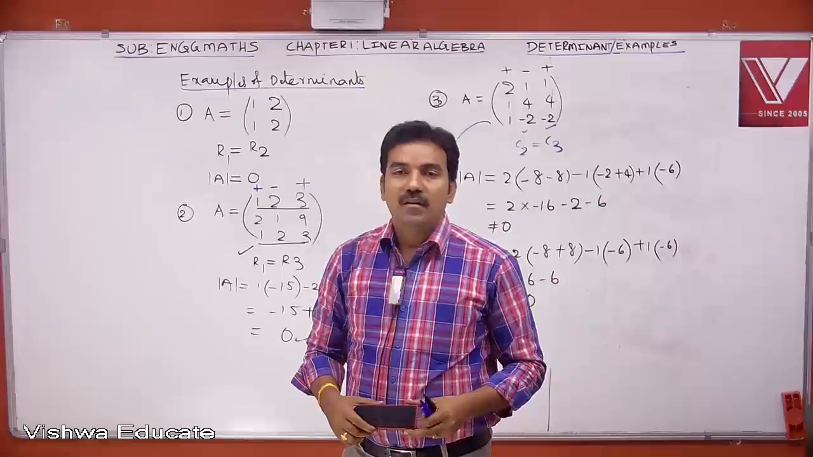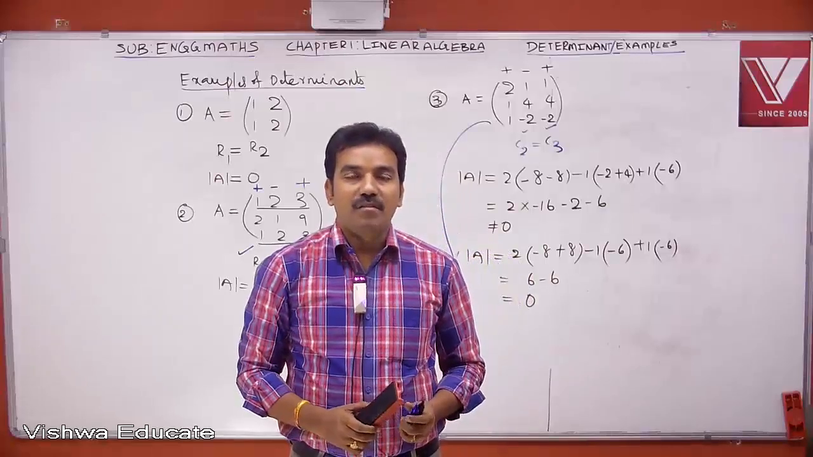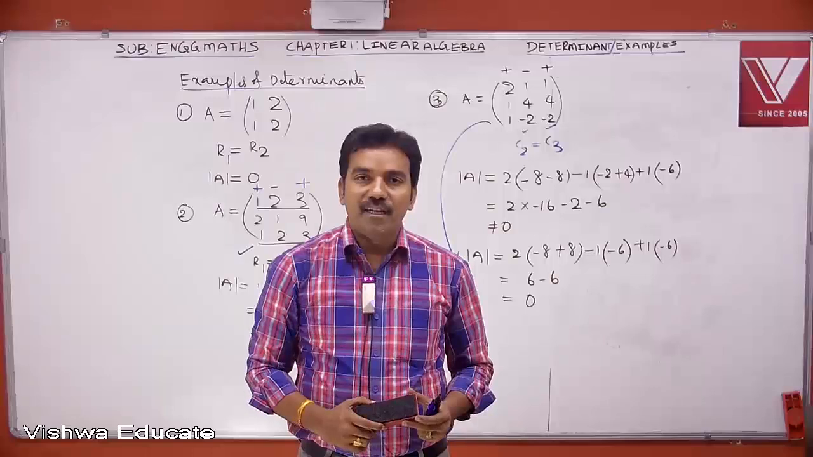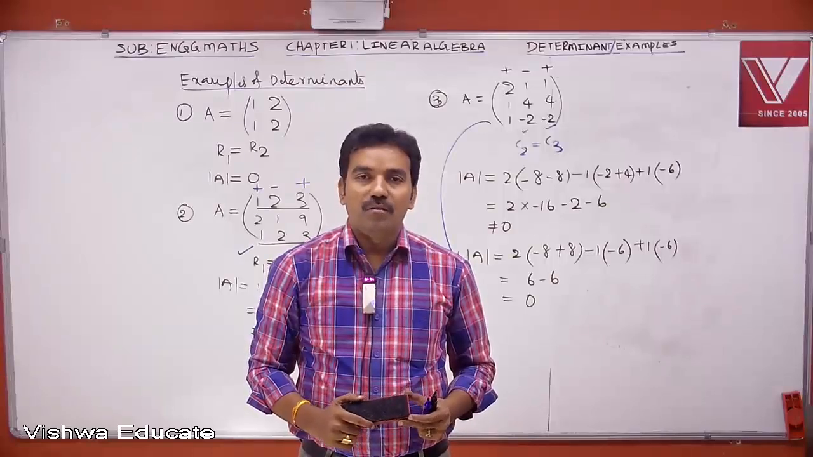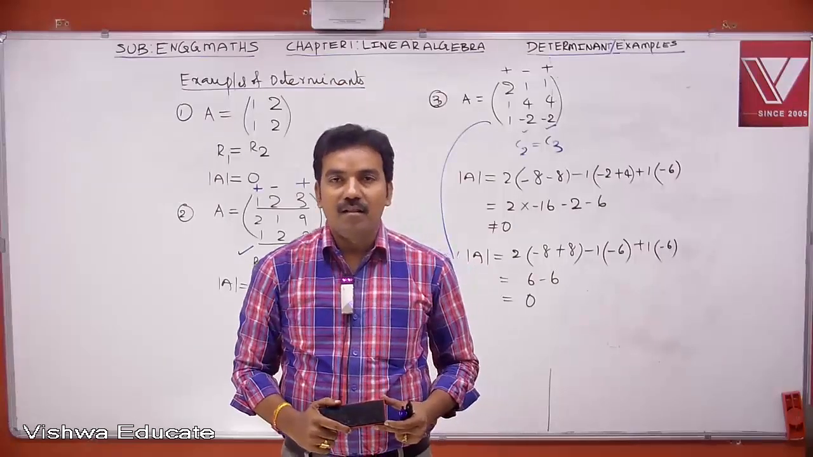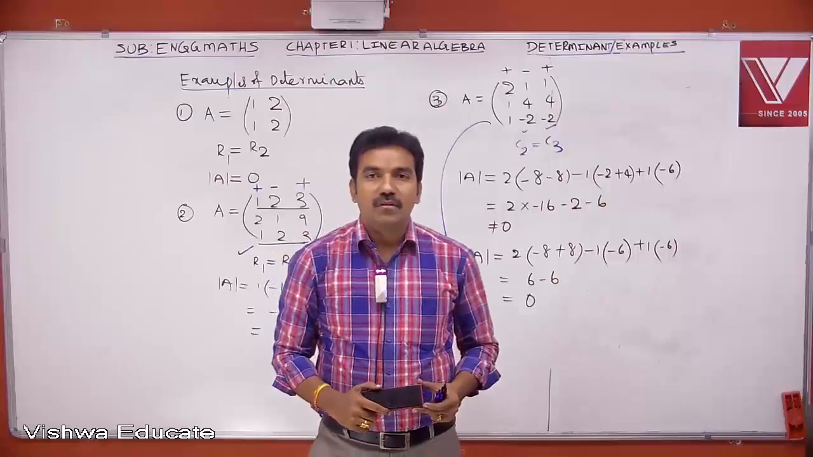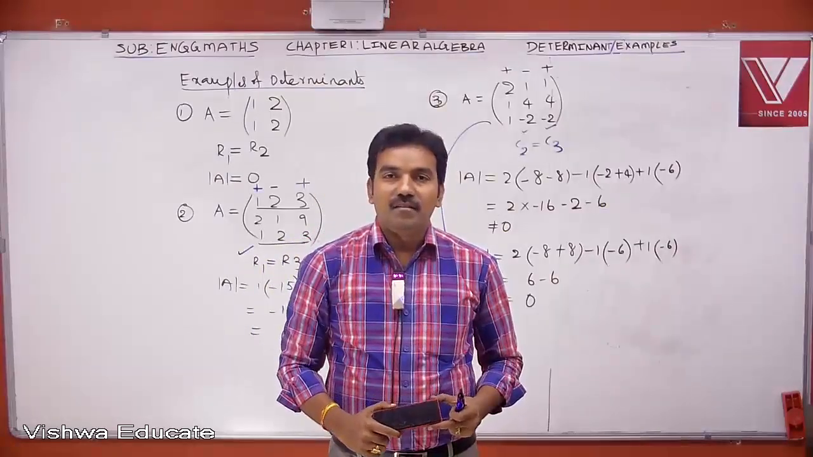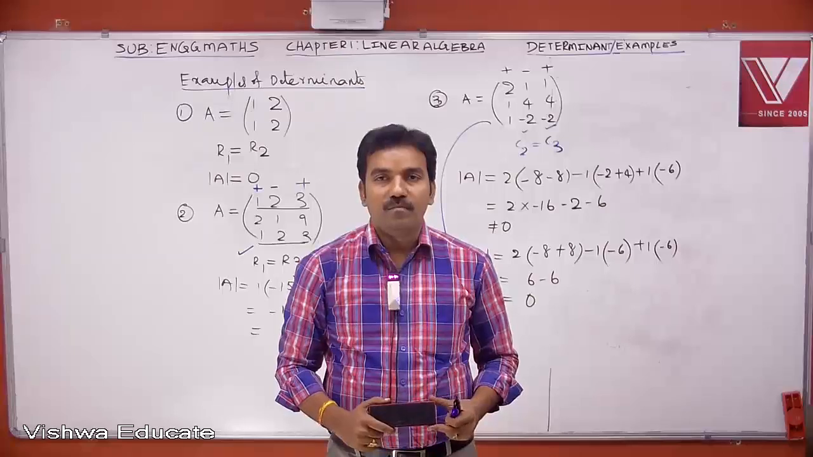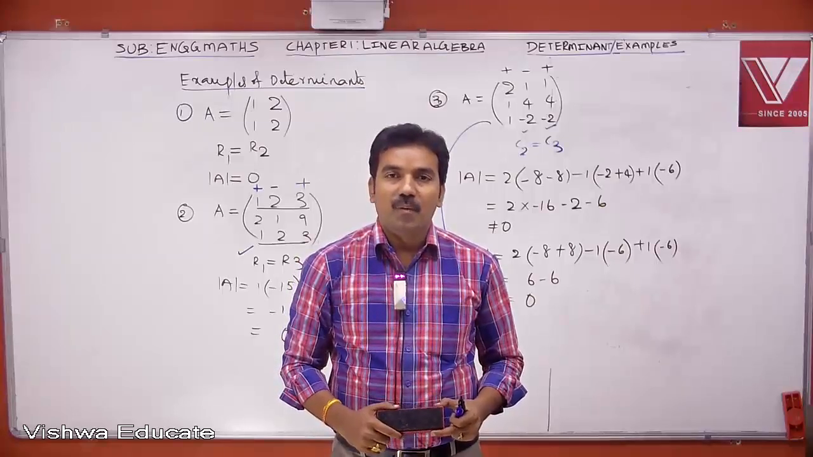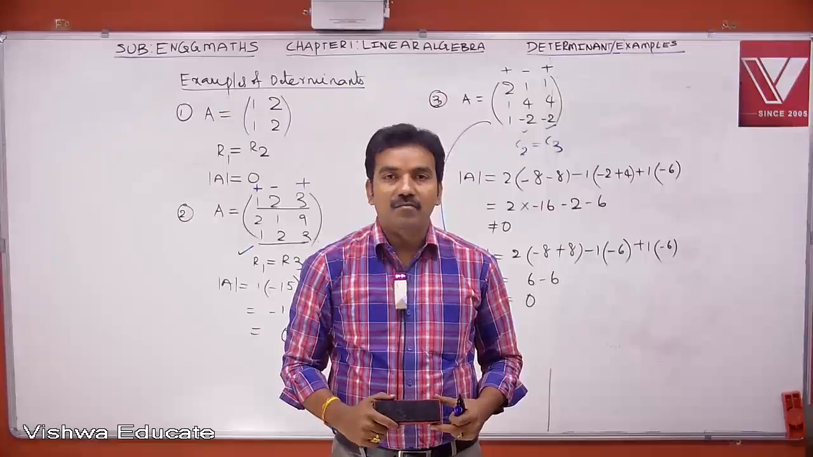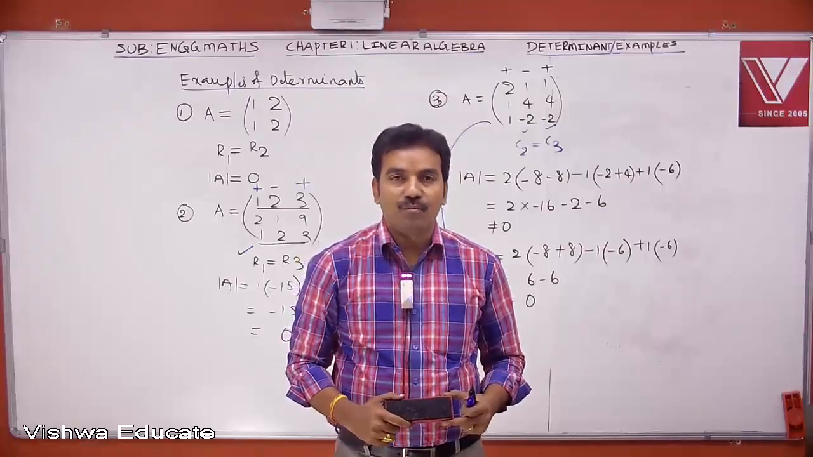Note, in any square matrix, if any two rows or columns are identical, then determinant is 0.